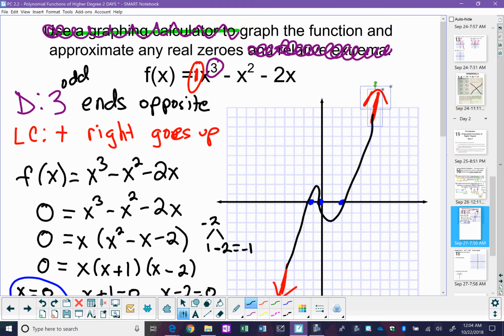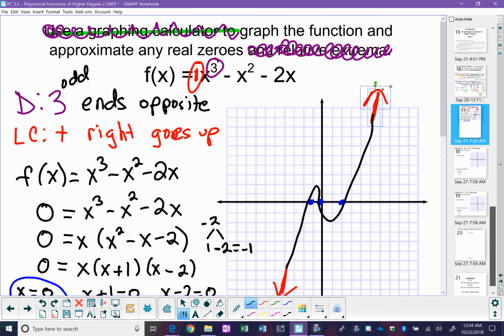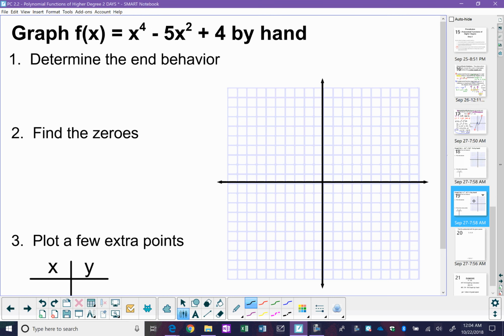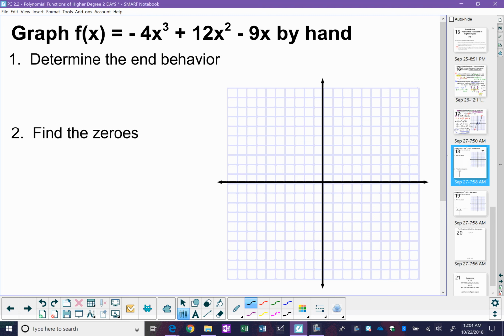Okay, so let's go ahead and just do one more of these so you can get an idea of what it looks like. Okay, let's go ahead and look at this one. So it's just kind of walking you through the steps here. You can see I have 1 and 2.